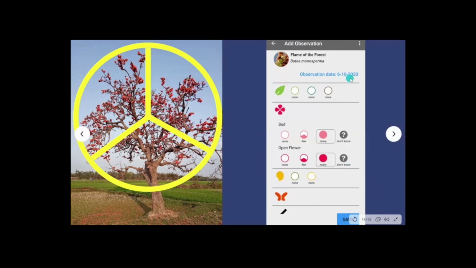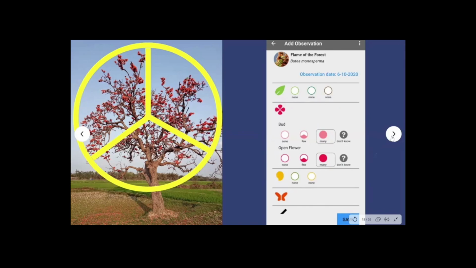So we provide an observation date for our observation. These are the icons for the different phenophases. We haven't observed any fresh, mature, or old leaves, so they're all marked as none. We are seeing many buds and many open flowers, and we haven't seen any unripe or ripe fruits. So all these phenophases are marked and the observation is saved.